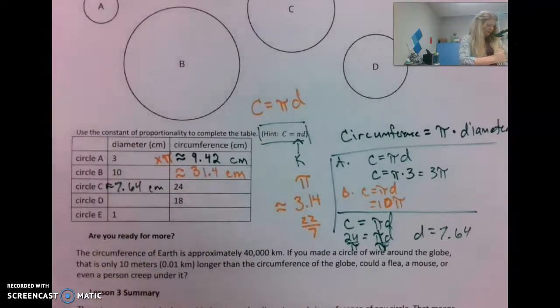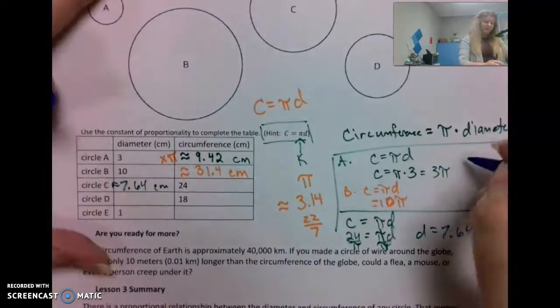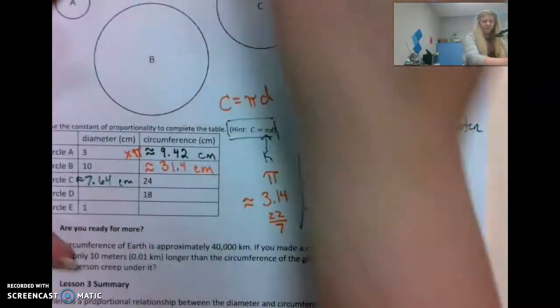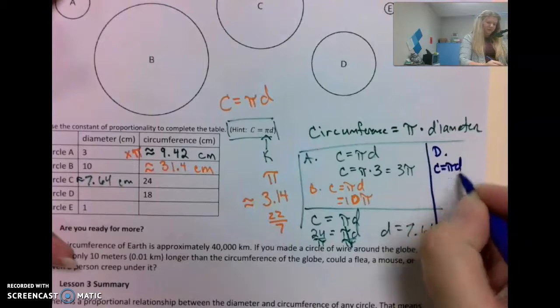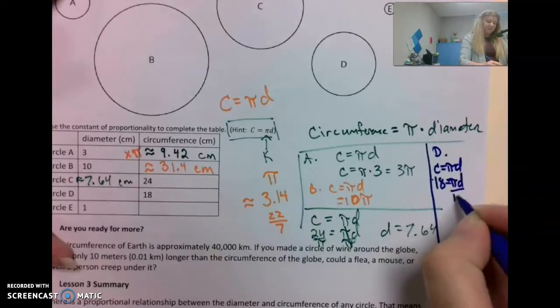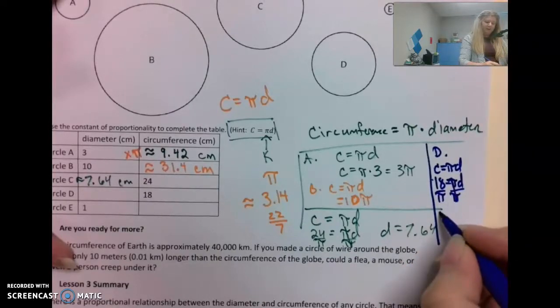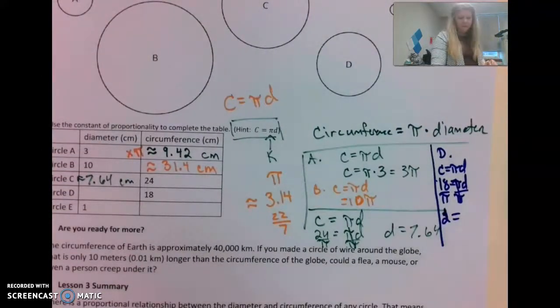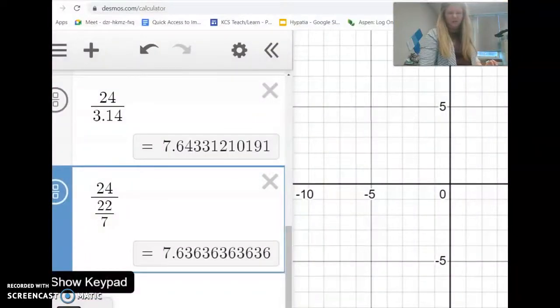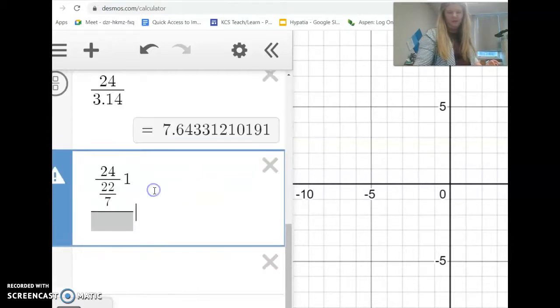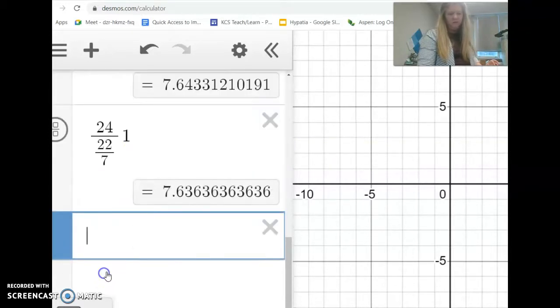Okay, then I have 18 for my circumference. I'm running out of room as usual. Circumference is pi times diameter. The circumference is 18, so let's divide each side by pi. So the diameter is going to equal 18 divided by pi. I'm just going to do it both ways like I've been doing it, and then I'll see which representation I want to use.